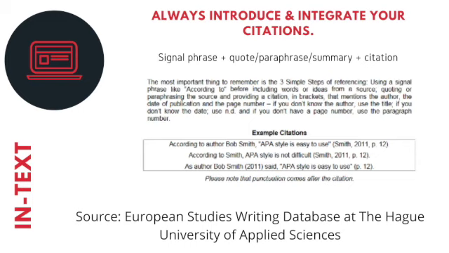You see in the first of these three examples, the name, the year, and then because it is a direct quote, the page number. But you can also change it up, as is seen in the third example, that the year is provided earlier and then the page number after the quote, and the name does not need to be in parentheses or brackets because it is stated already at the beginning of the citation. Please note that the source for this is the European Studies Writing Database at the Hague University of Applied Sciences.